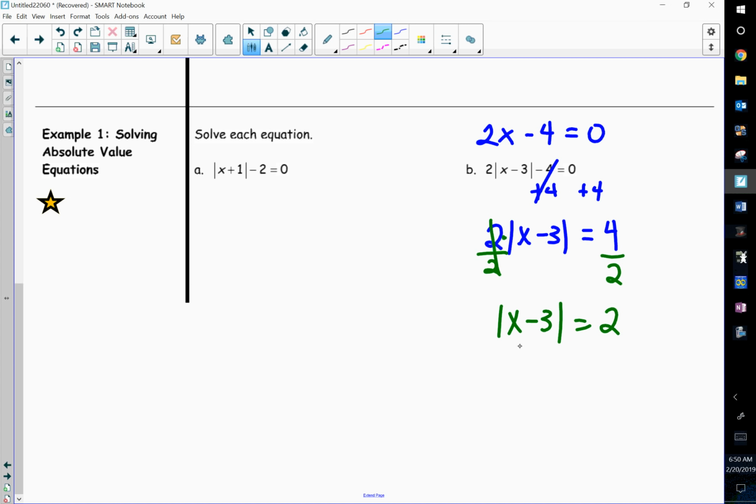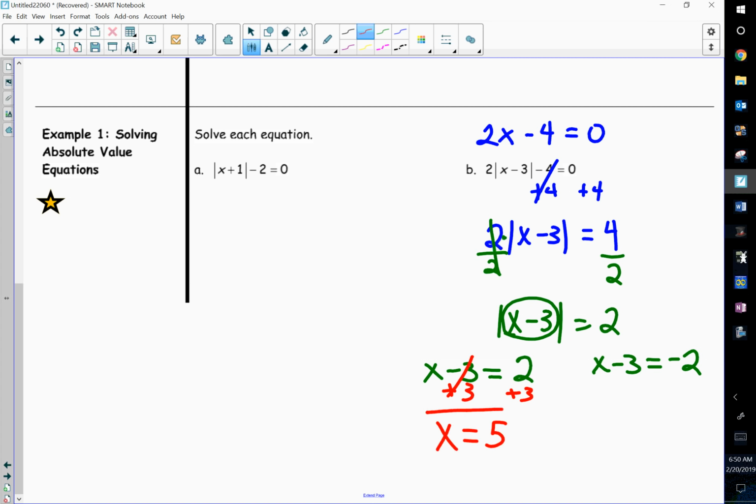Now I'm going to set up two equations. The two equations will always be whatever's inside, x minus 3, equal to the positive answer, which is positive 2, and whatever's inside equal to the negative answer, which is negative 2. I set up the two equations, and then I solve. Plus 3, plus 3. One answer is x equals 5. The other answer is x equals positive 1. Those are my two answers.